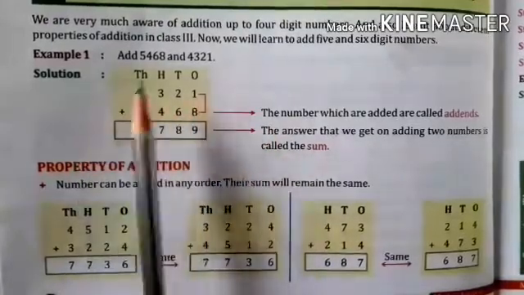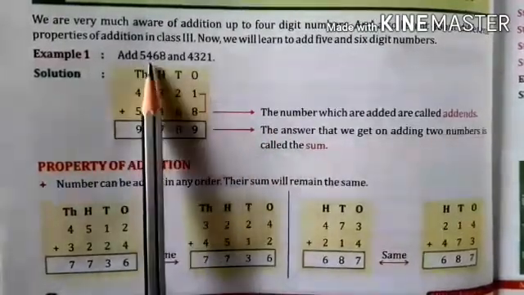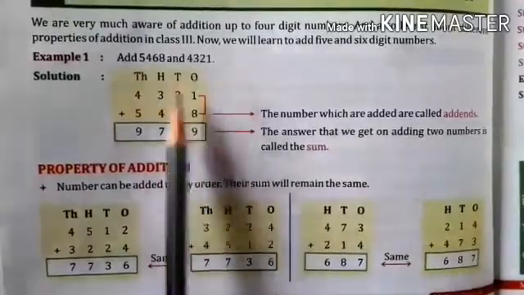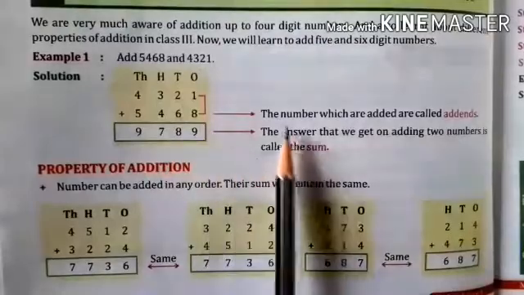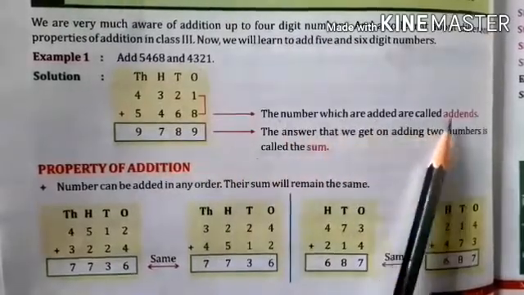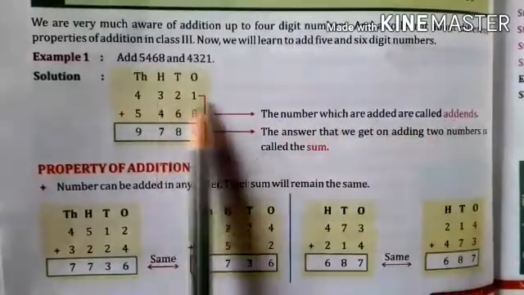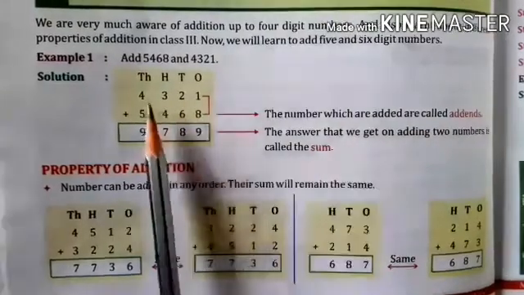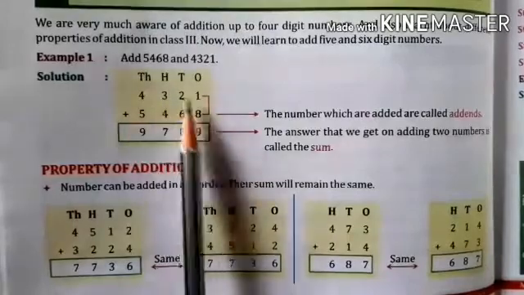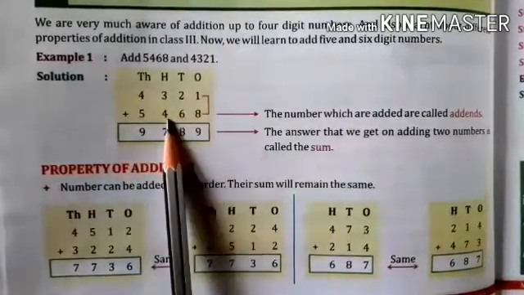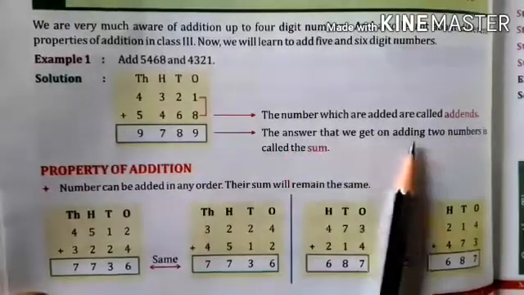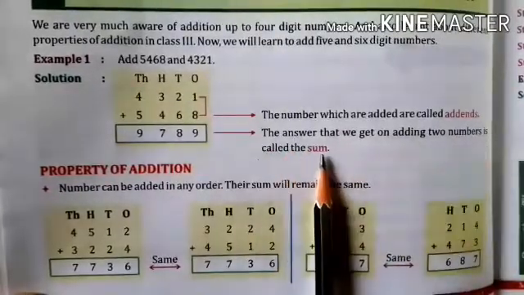Look at this example. Add 5468 and 4321. So look at this number. The numbers which are added are called addends. So jibu number ami add koru, he number burok addends buli koa hoy. So 4321 aru 5468 hoise addends. Okay. The answer that we get on adding two numbers is called the sum.